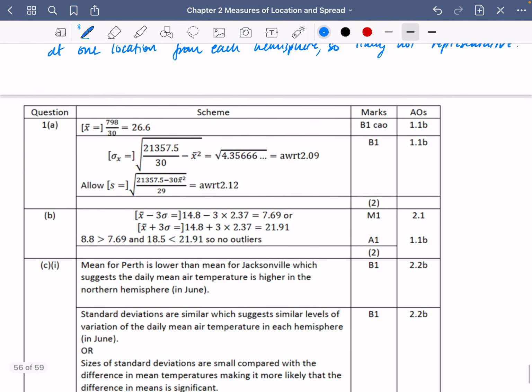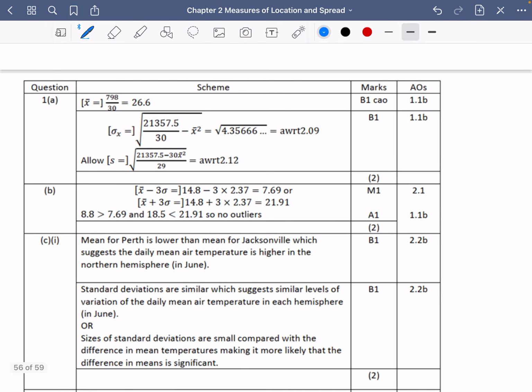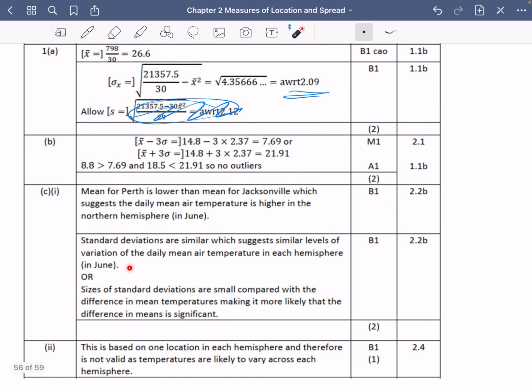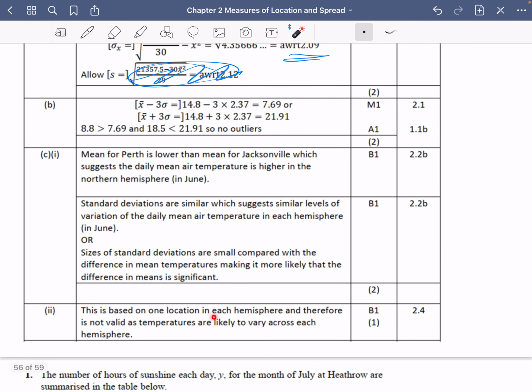So we got the right answers of 26.6 and the 2.09. And there's just a different method of how you find standard deviation, but we always do this one up here. We've got the marks about there being no outliers. The mean for Perth is lower than the mean for Jacksonville, which suggests that it's higher in the northern hemisphere. That's what we said. The standard deviations are similar, which suggests similar levels of variation in each hemisphere. Again, we said that. This is based on 1 location in each hemisphere and therefore is not valid as temperatures are likely to vary across each hemisphere. So I feel like we got those nice and clear.